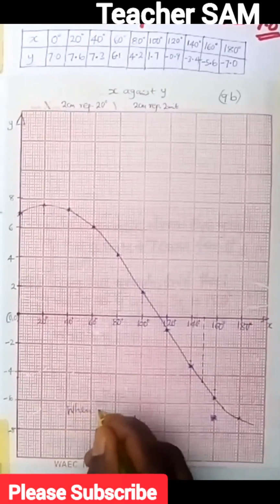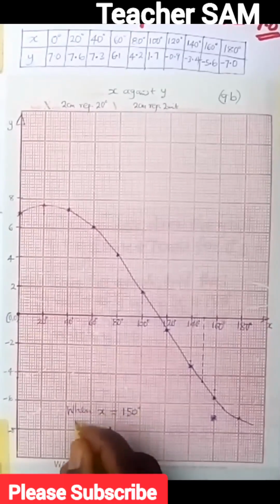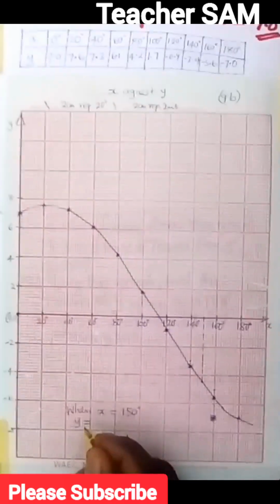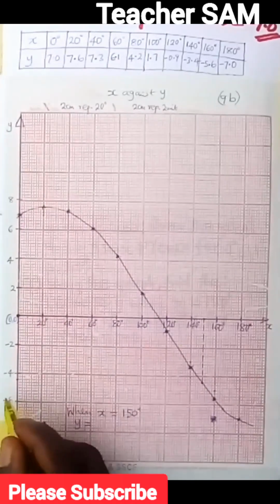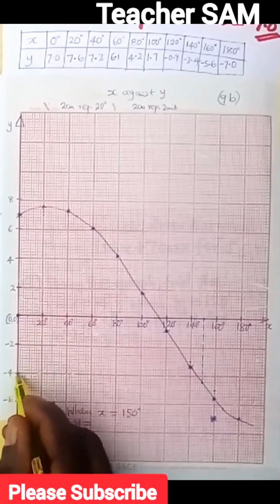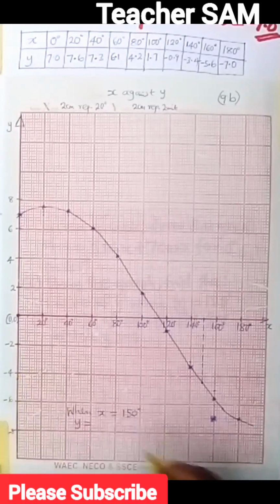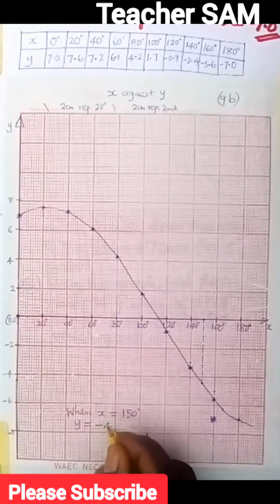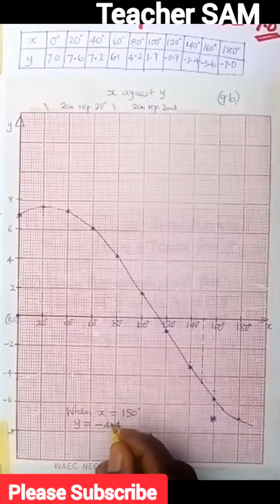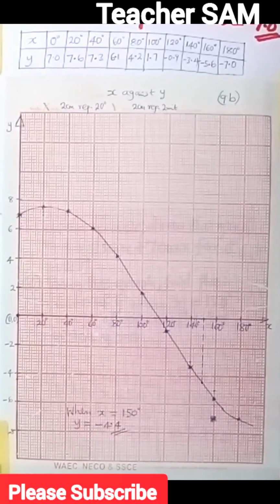When x is equal to 150 degrees, y is equal to, now let's look at that. Our y will be equal to, so we trace that, this is minus 4.2, minus 4.4, so we have minus 4.4. Another person may have minus 4.6, another person may have minus 4.5. But the fact remains that you are all in the range of 4.4.